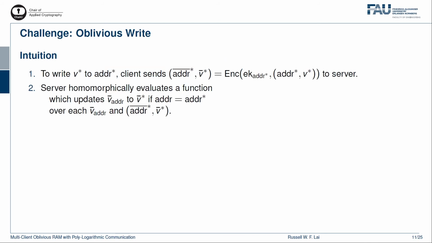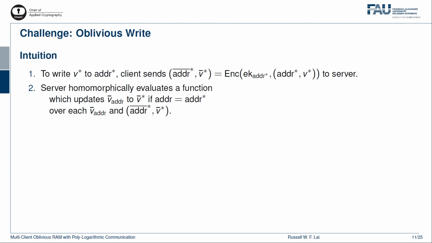Next, we tackle the challenging part, which is Oblivious write. First, let me give you some intuition. To override the target address, address star, with a new value v star, the client encrypts the target address and the new value to the server. The server then evaluates a certain function over each database entry. Intuitively, this function should update the existing value v address to the new value v star if the address is equal to the target address. Otherwise, the existing value v address should remain unchanged.